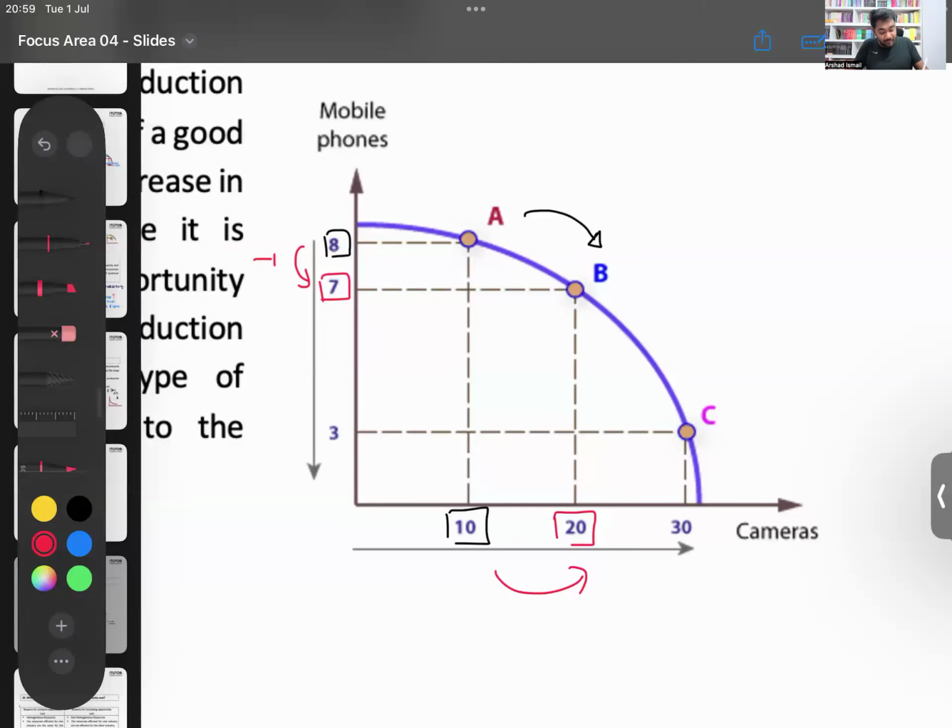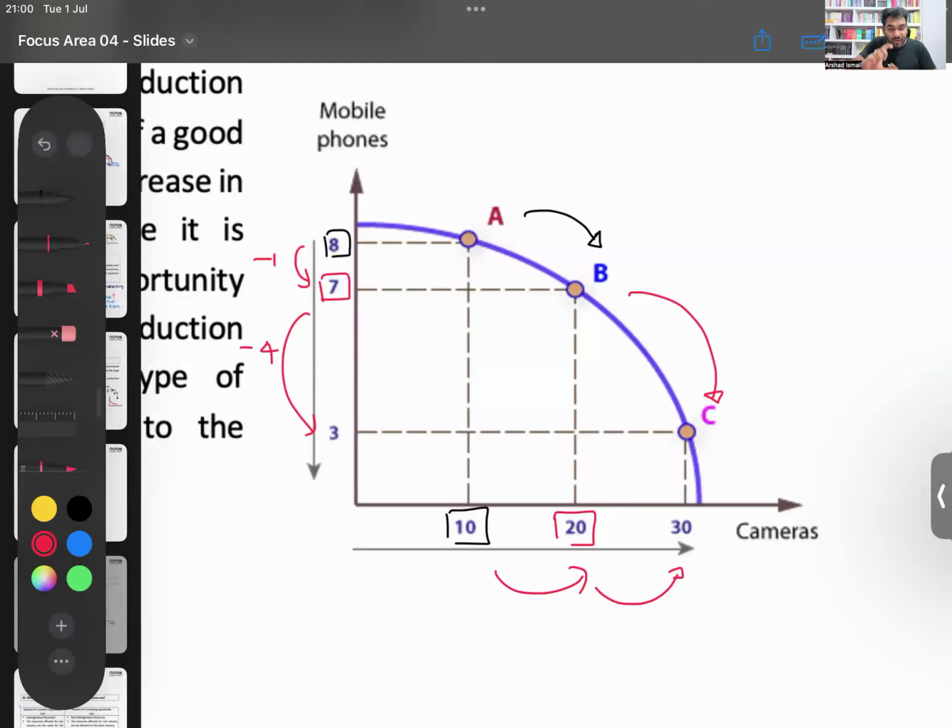Now, when going from B to C, is it still 1? I'm again increasing cameras by an equal amount, still increasing it by 10. But now how much is my opportunity cost? Now 7 mobile phones became 3. Now I have to sacrifice 4 mobile phones. Can you all see that?